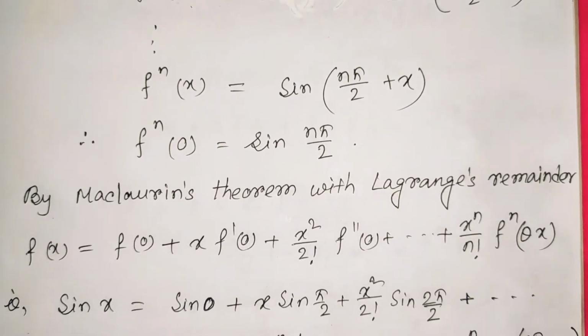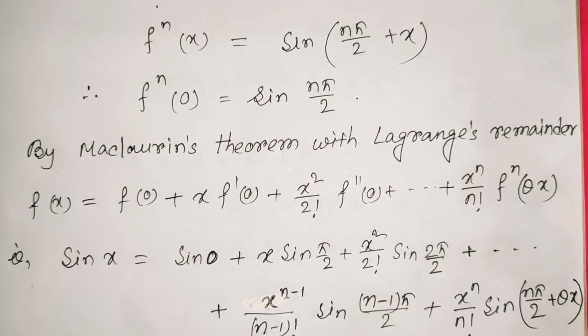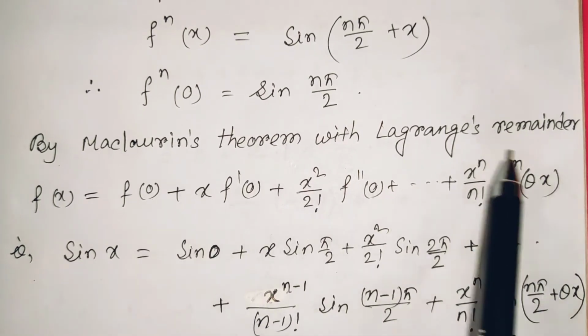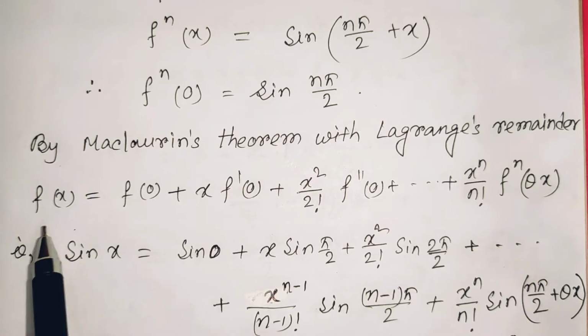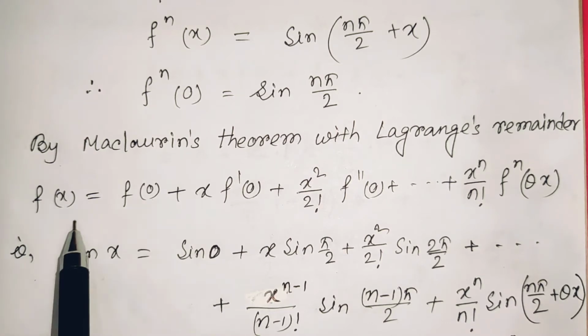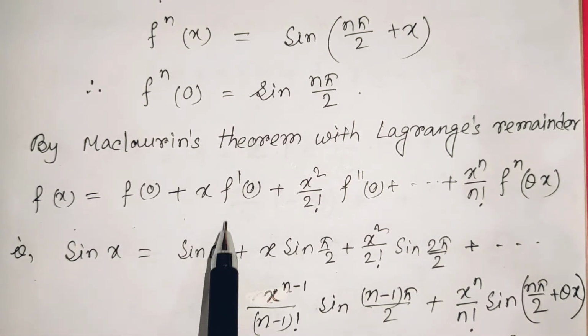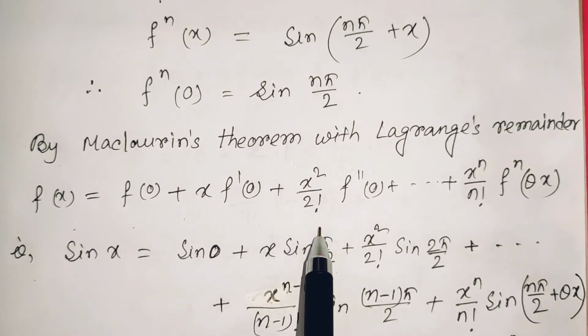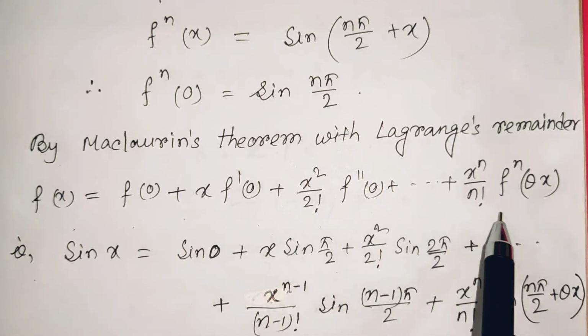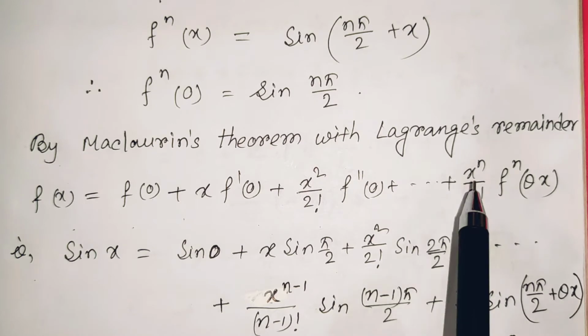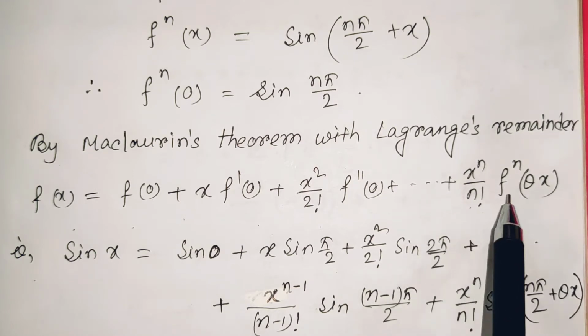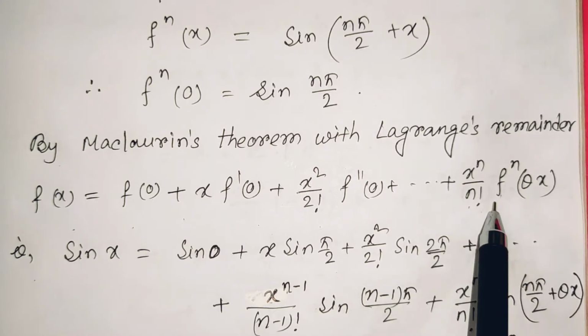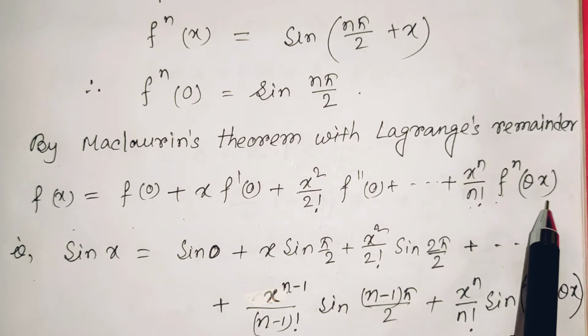Now by the Maclaurin's theorem with the Lagrange form of remainder, that means this is the finite case, we will have the series as f of x equals f of 0 plus x into f dash 0 plus x square by 2 factorial f double dash 0, and the last term, that means the nth term, is x to the power n by n factorial into the nth order derivative of f at the point theta x.